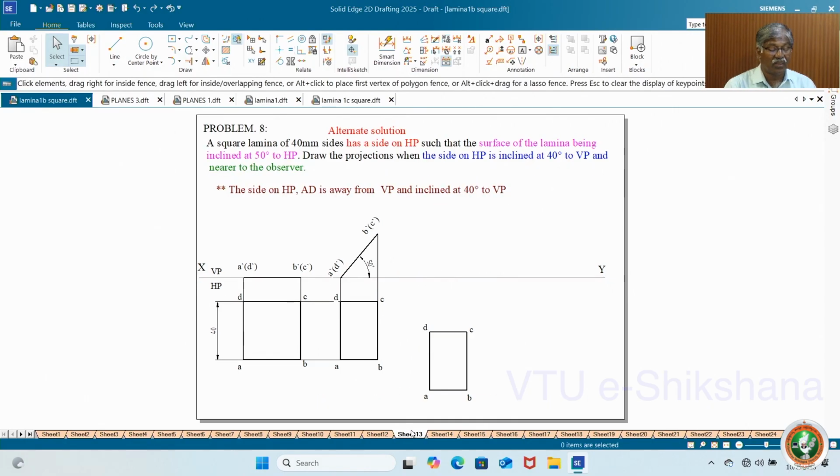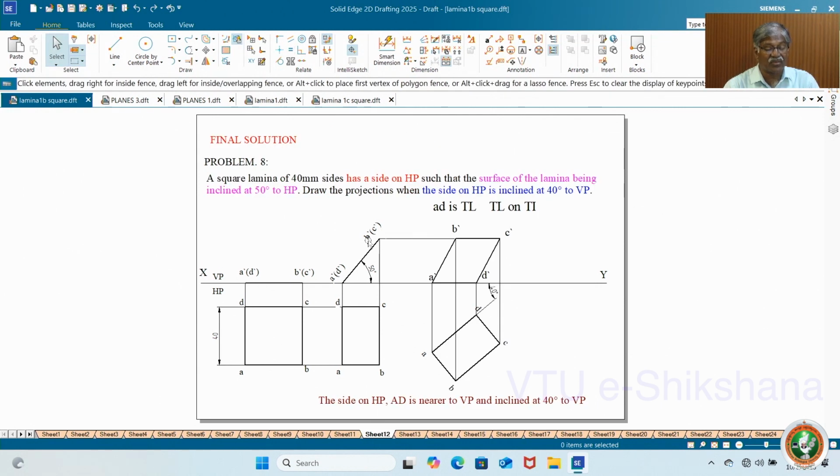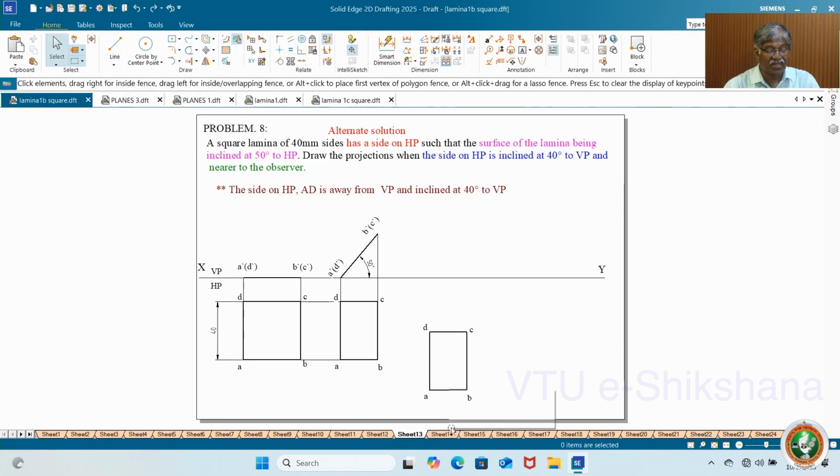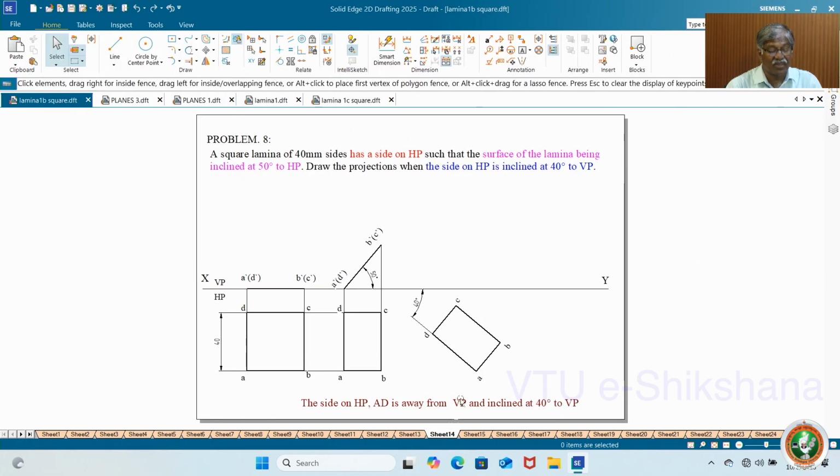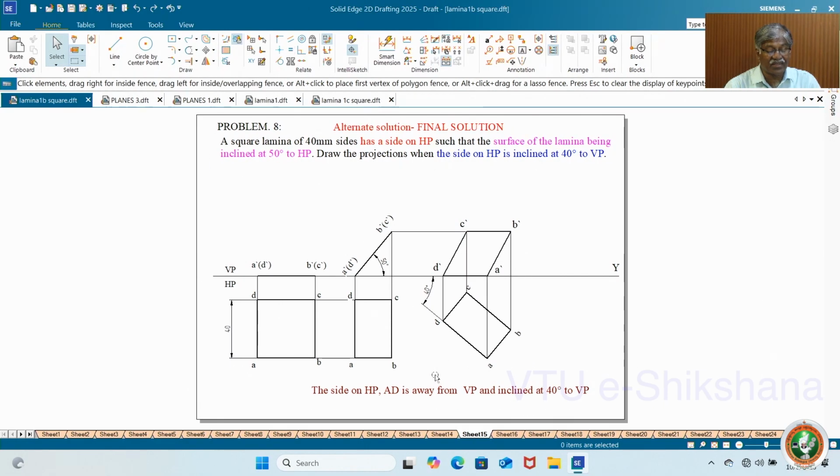Now I will change it a little bit. See what happens with a square lamina of side. For the alternate solution, the side on HP, AD, is away from VP and inclined at 40 degrees. Here it is nearer. See, AD is nearer, so you get this. And if the question demands it to be away, then instead of rotating in a particular direction, you rotate it the other way around. Naturally you will get AD away, then get the corresponding front view. So this is the alternate solution.